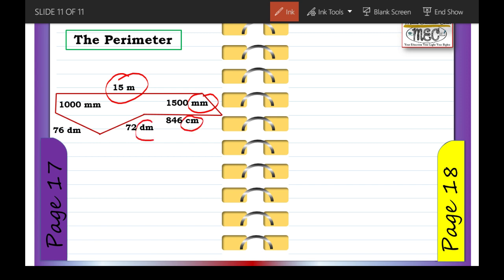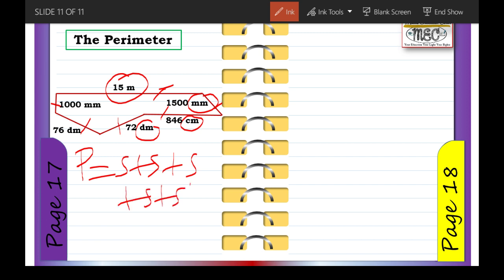The units are different. So what do we do when we are adding or subtracting length measurement units which are different? You can recall. For us to be able to add, the perimeter is side plus side. How many sides do we have? 1 side, 2 sides, 3 sides, 4 sides, 5 sides, 6 sides. It is side plus side plus side plus side plus side plus side. We add side 6 times.